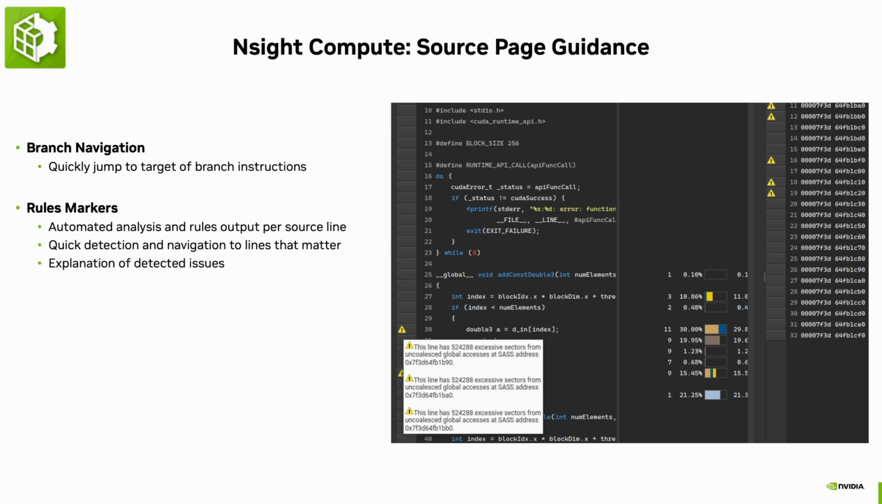We also give you rules markers, so you can have automated analyses done. We can output source rules or suggestions per line of source. That lets you really quickly detect and navigate to the lines in your application that really matter to your application performance. It also has, in the same context, explanations of the detected issues. So we'll be able to quickly jump to the line of source, see what's happening, and then we'll also be able to give you an explanation of any issues or potential issues that we're detecting in your code.